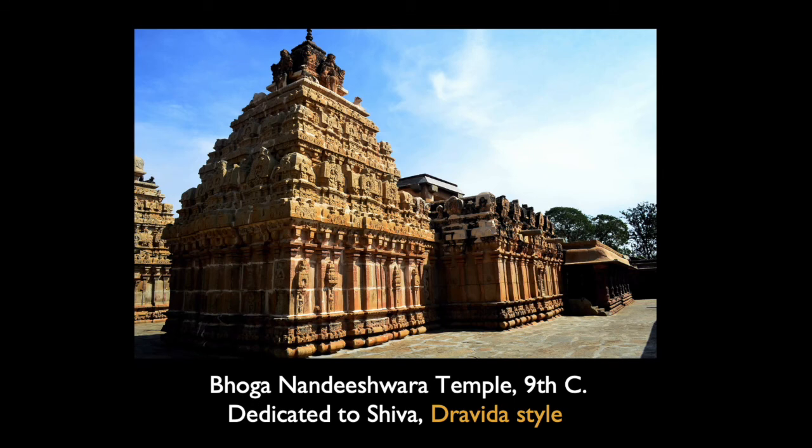Here are some later temples from the 9th century. The Bhoga Nandishvara temple from the 9th century, dedicated to Shiva. And here you can see the square sides and base, not the rounded, fluted quality that we came to see in the north, but again much more like a wooden boxy structure that has the pyramidal sides that point up to the top that are distinctive of the Dravida style.